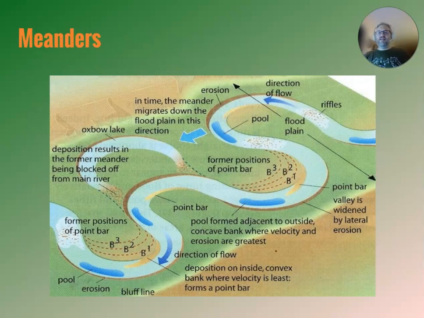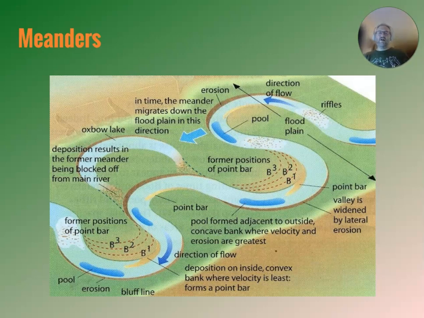And we can see those processes at work when we get meanders in rivers. So as rivers flow, they're not flowing in a perfectly straight line. They're going to bend and wiggle as they go. And each of these little bends or wiggles in a stream we call a meander. So you've got a series of meanders here in this diagram. And as a stream starts to meander, it's going to start to erode in some areas and deposit in others.